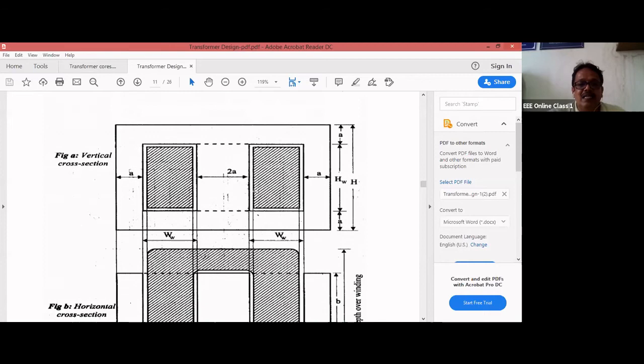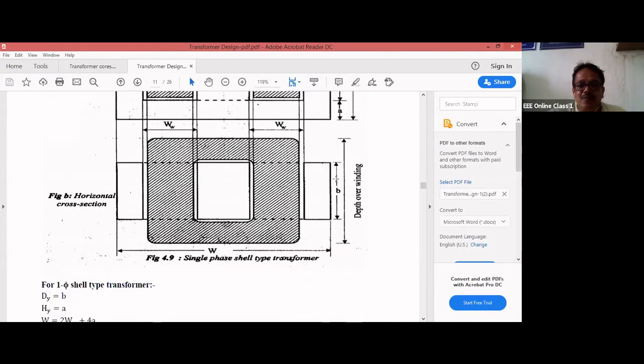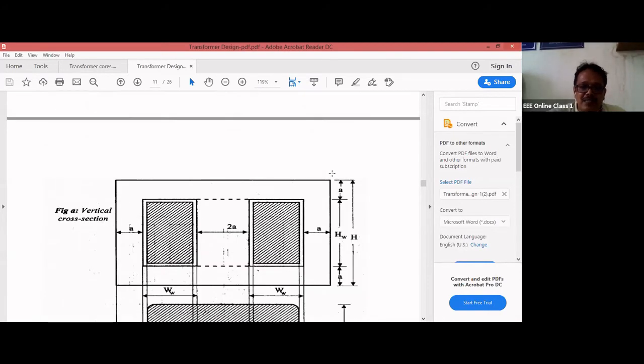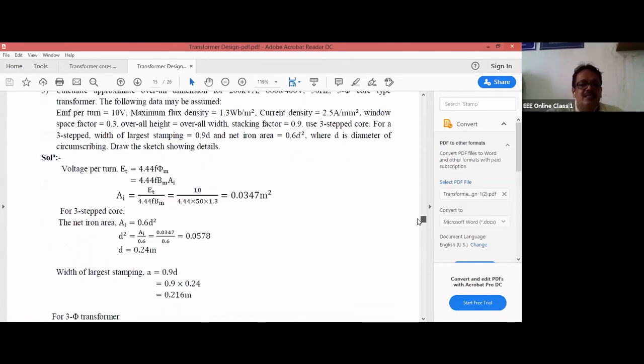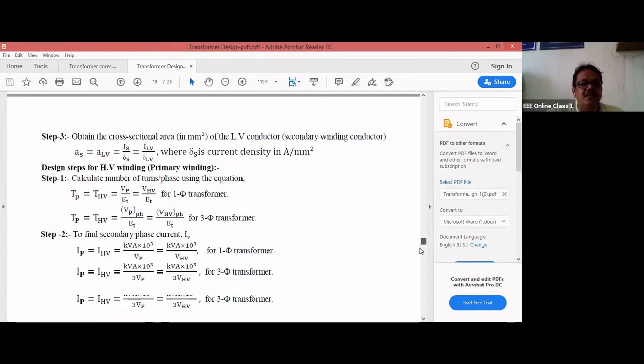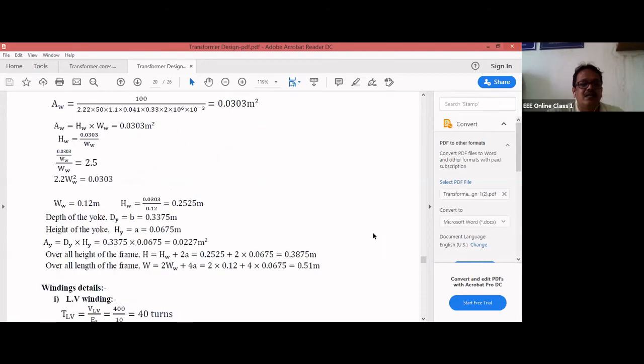And this is your depth. Depth of the yoke will be what? Here, the depth of the yoke will be B, meaning this depth here, when we take a 3-dimensional view. The depth will be B. So the depth of the yoke is B and the height of the yoke is A. Once you know dy and hy, you can calculate the AY, dy into hy.